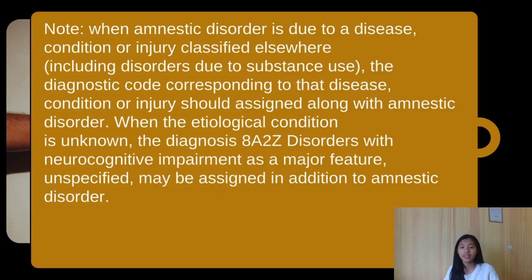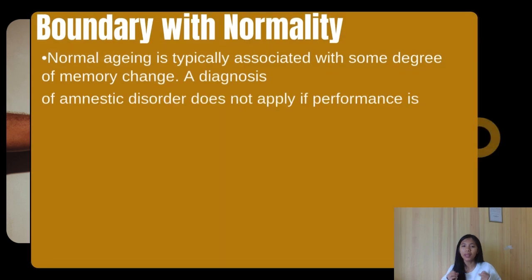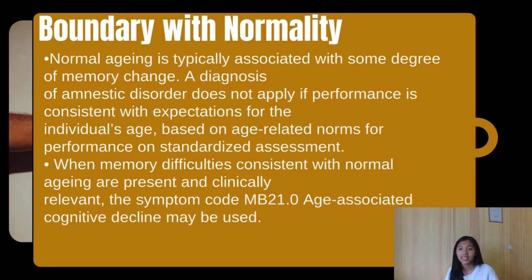Now, another thing to take note of is that normal aging is typically associated with some degree of memory change. A diagnosis of amnestic disorder does not apply if performance is consistent with the expectation for the individual's age, based on age-related norms for performance and standardized assessment. When memory difficulties consistent with normal aging are present and clinically relevant, the symptom code MB21.0, age-associated cognitive decline, may be used. So what does the first point mean?